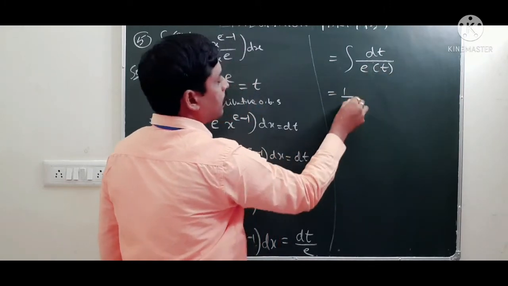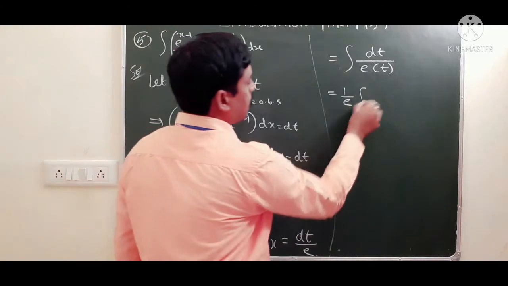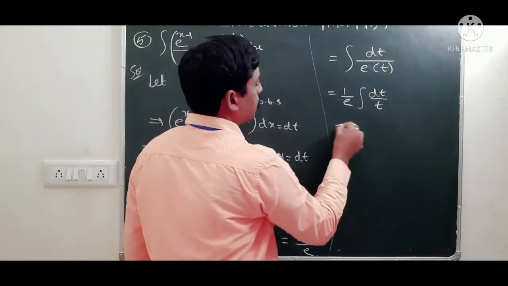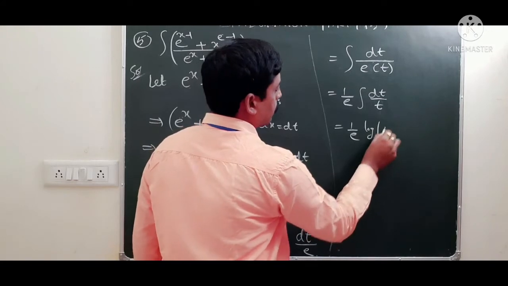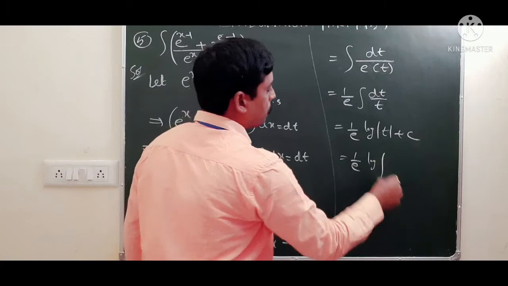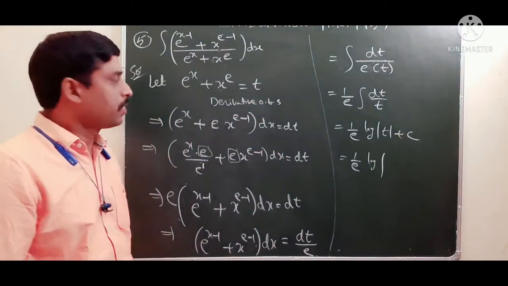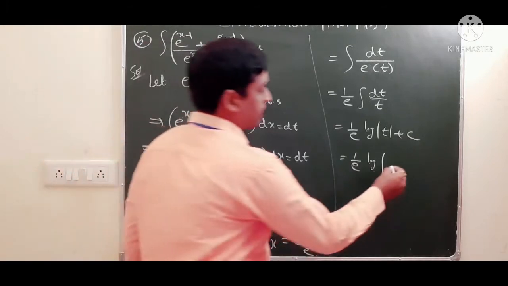In this, take 1 by e out as a constant, integral dt by t. So 1 by e into integral dt by t will be log t, log modulus of t. So 1 by e into log of, in the place of t, we should write e to the power x plus x to the power e.